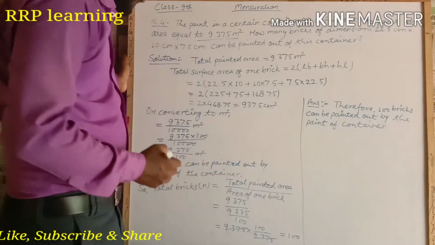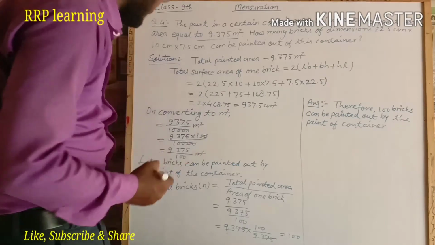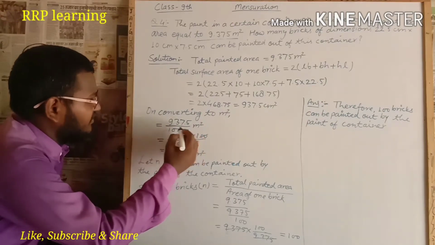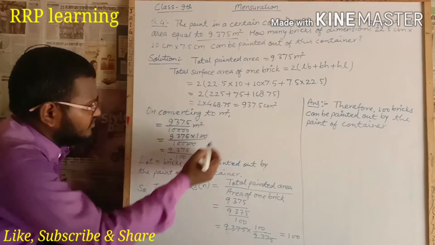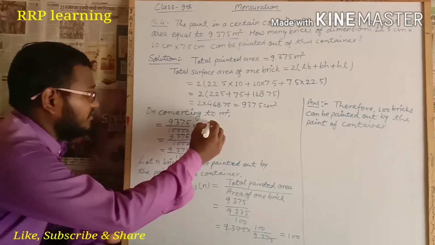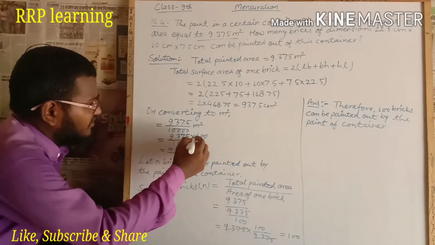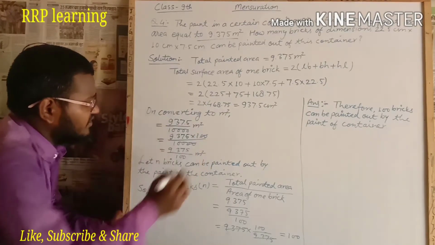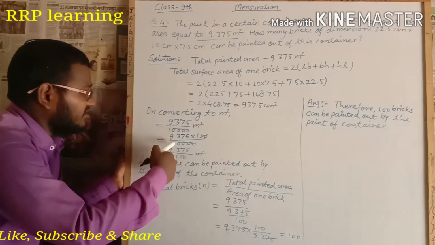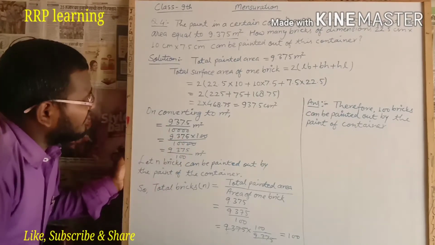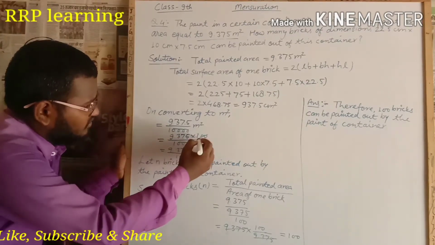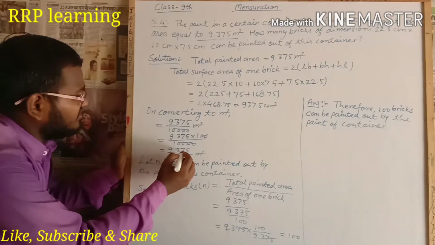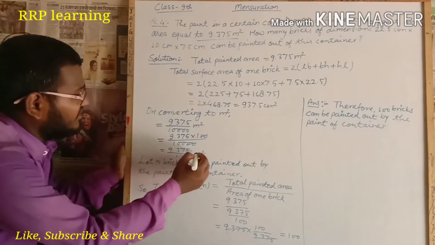937.5 centimeter square. On converting to meter square, 937.5 upon 10,000 meter square equals 9.375 into 100 upon 10,000, because the decimal is put beside 9. 100 cancelled, so equals 9.375 upon 100 meter square.